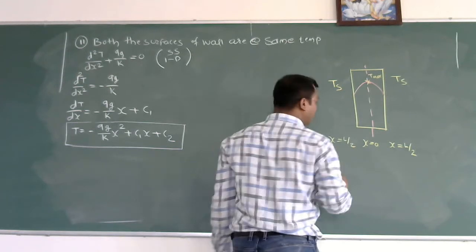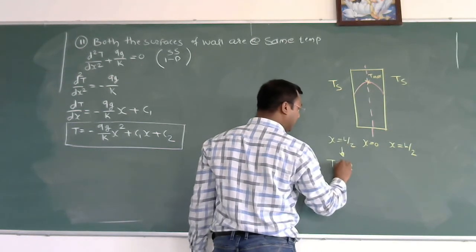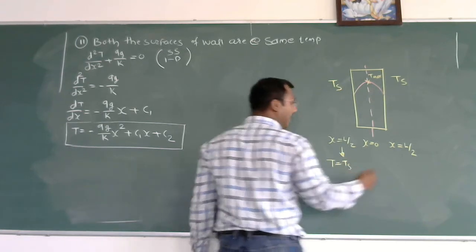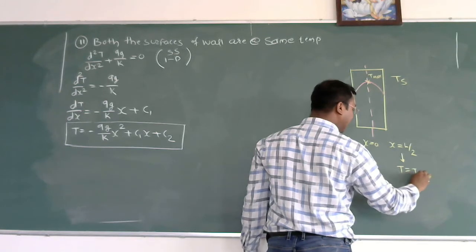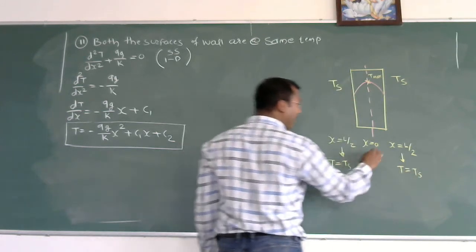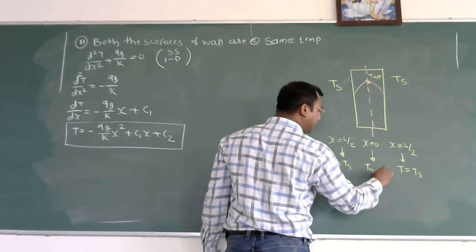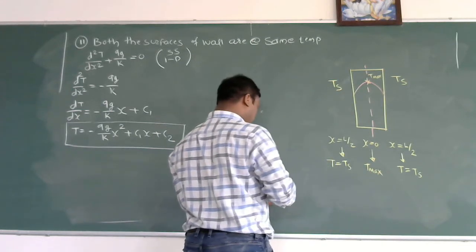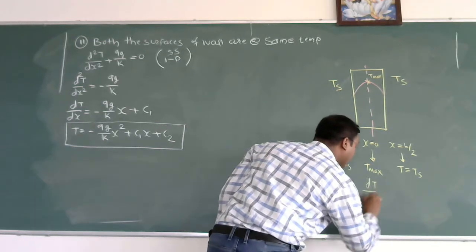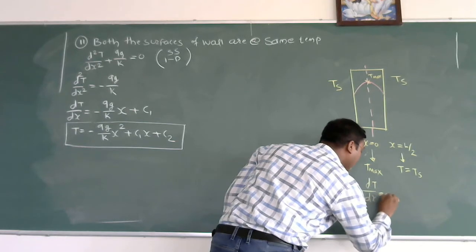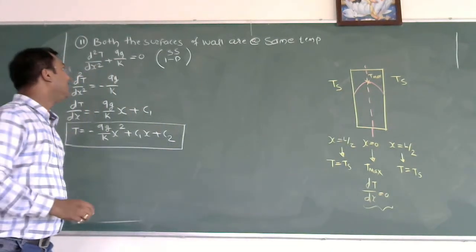So this will give me the boundary conditions. At x is equal to L by 2, T is equal to Ts, as the constant surface temperature. At x is equal to 0, the T will be equal to T max. As it is T max, if I take the slope of the temperature profile at x is equal to 0, I can surely write dT by dx is equal to 0. So this becomes one more boundary condition, dT by dx is equal to 0.